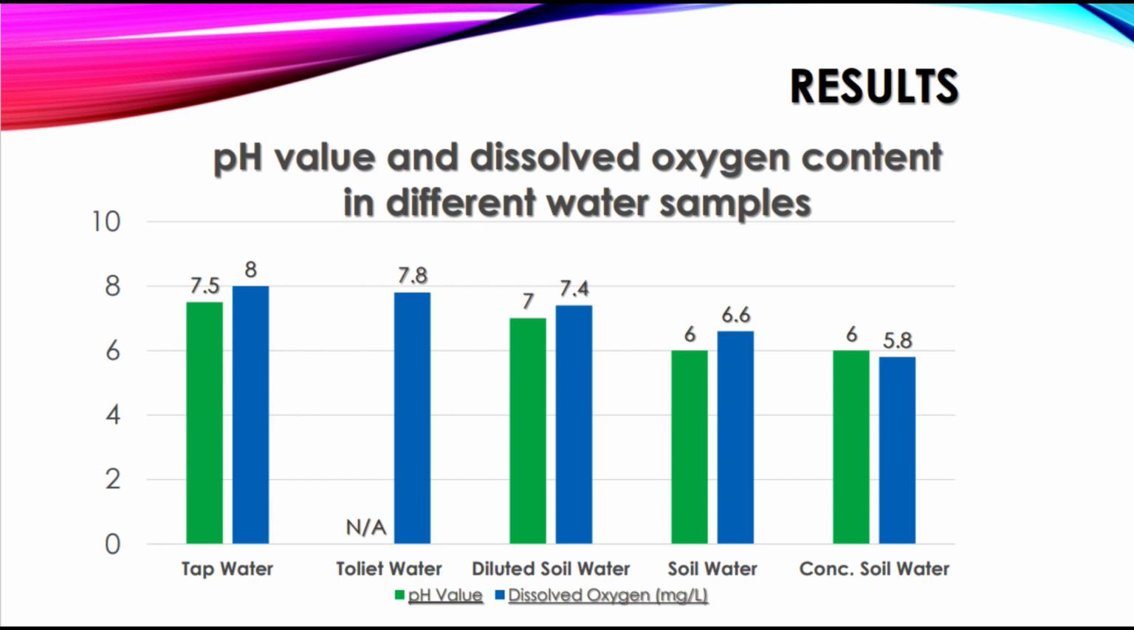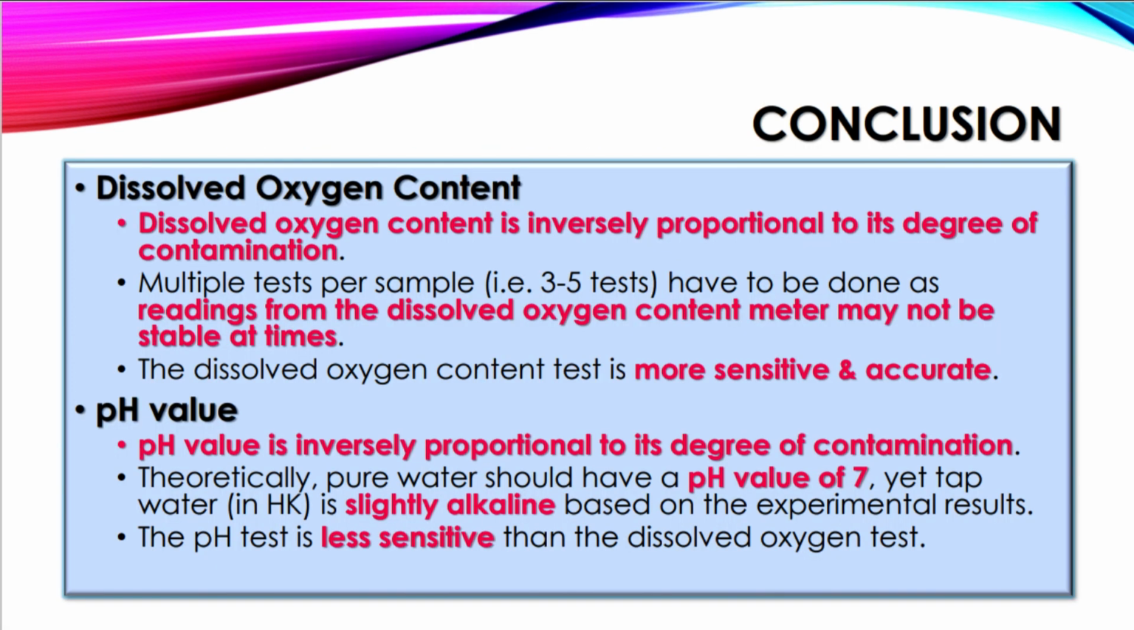Due to the large variation and slightly alkaline nature of the pH value of toilet water, it is omitted in the chart. Now, here's the conclusion based on the result. Dissolved oxygen content and pH value are both inversely proportional to the sample's degree of contamination. Due to the ability to detect diluted, minuscule amounts of contaminants in the sample, dissolved oxygen tests could be more sensitive and accurate.